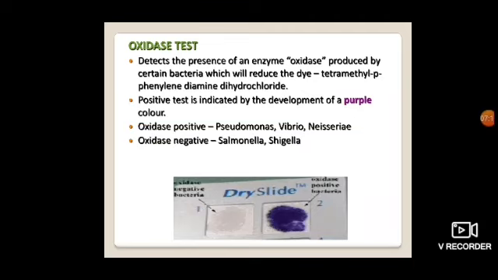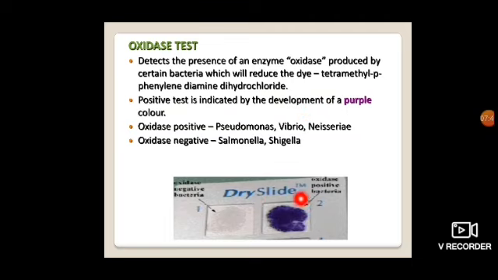Now in the solid medium, we can observe that the oxidase test detects the presence of the enzyme oxidase produced by certain bacteria, which will reduce the dye. The dye is tetramethyl p-phenylene diamine dihydrochloride. So in the presence of the microorganism, it will produce a color reaction with the help of this dye. A positive test is indicated by the development of a purple color.